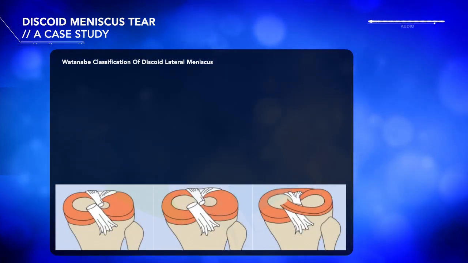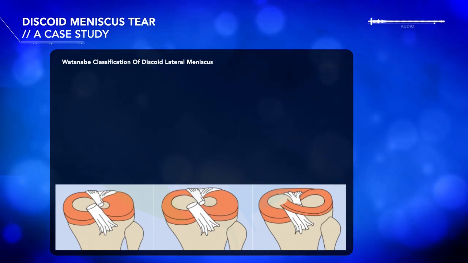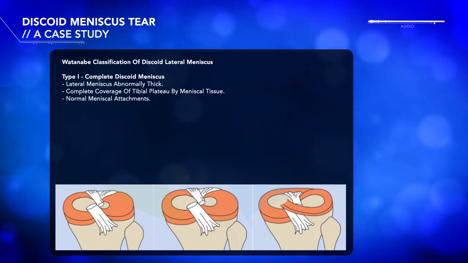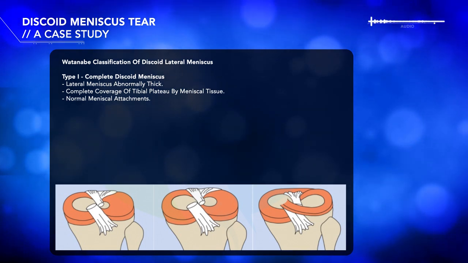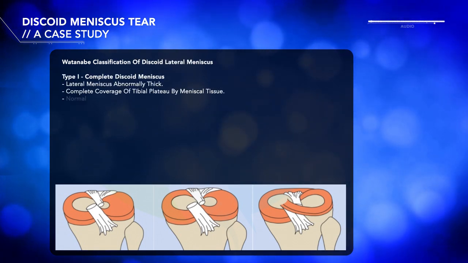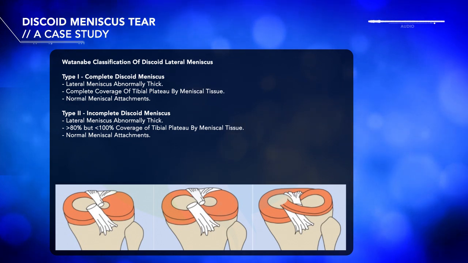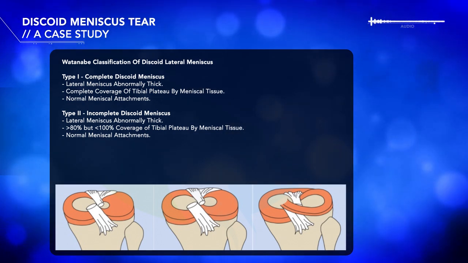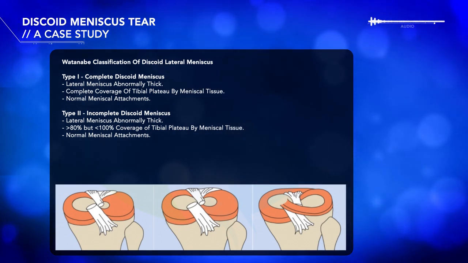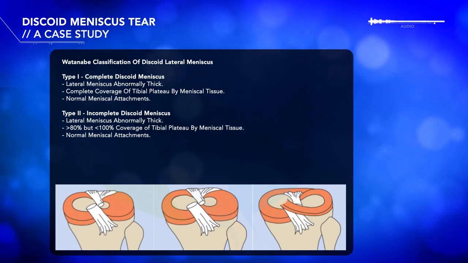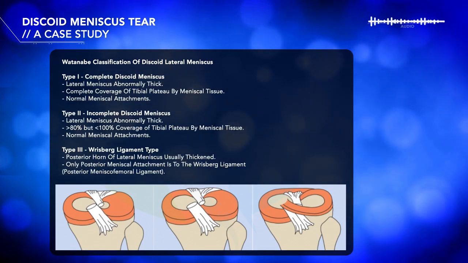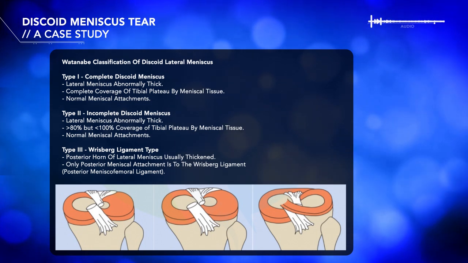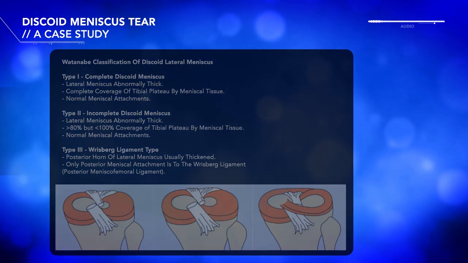They are classified based upon a Watanabe classification, including type 1s that completely cover the disc of the tibial plateau with normal attachments, a type 2 that is over 80% but less than 100% of the tibial coverage and also abnormally thick with normal meniscus attachments, and then a type 3 Wrisberg ligament type where the only posterior meniscus attachment is the Wrisberg ligament.